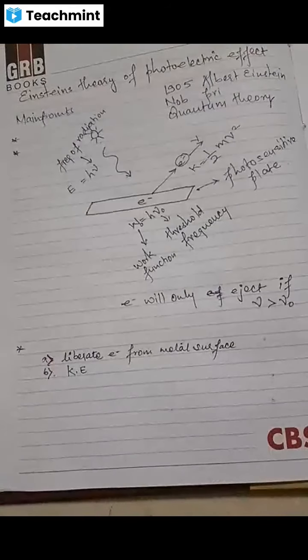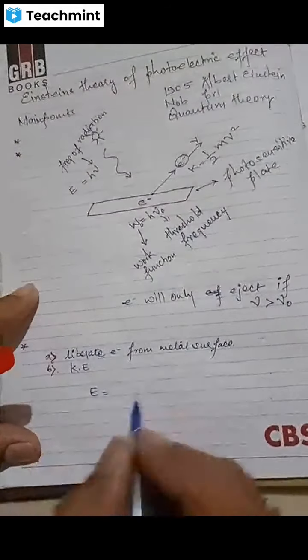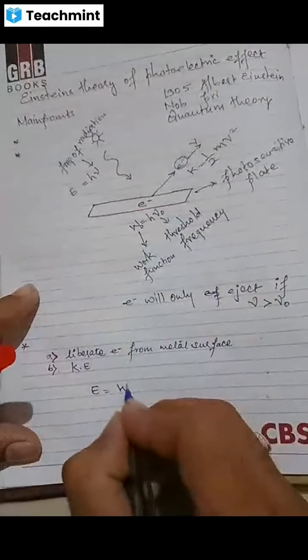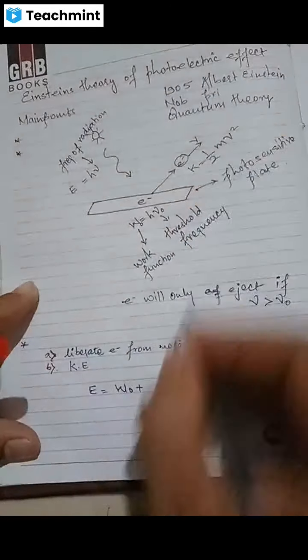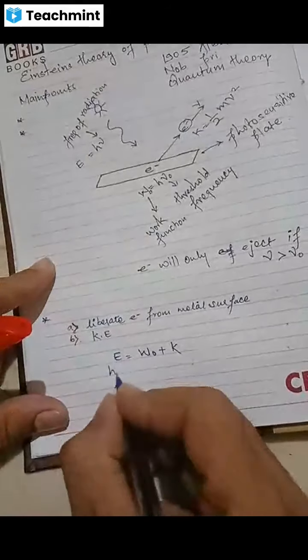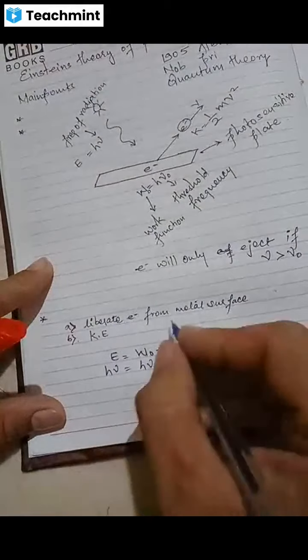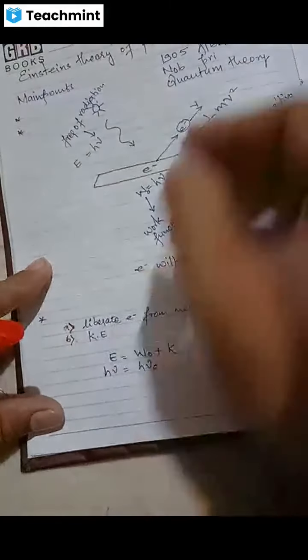Pay attention, what are they trying to say? Very simple. The energy E that you supplied breaks into two parts. One part gives the work function, ejecting the electron, and the other part gives the kinetic energy. So E, which is equal to h nu, is doing two works. First, it is taking the electron out of the metal surface, and when it is coming out of the metal surface, it is moving.